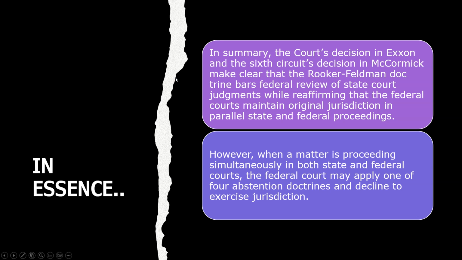In essence, the court's decision in Exxon and the Sixth Circuit's decision in McCormick made clear that the Rooker-Feldman doctrine bars federal review of state court judgments while reaffirming that the federal courts maintain original jurisdiction in parallel state and federal proceedings. However, when a matter is proceeding simultaneously in both state and federal courts, the federal court may apply one of four abstention doctrines and decline to take jurisdiction. The other three, we will discuss at a later date. But this is relevant stuff if you find yourself in legal proceedings.